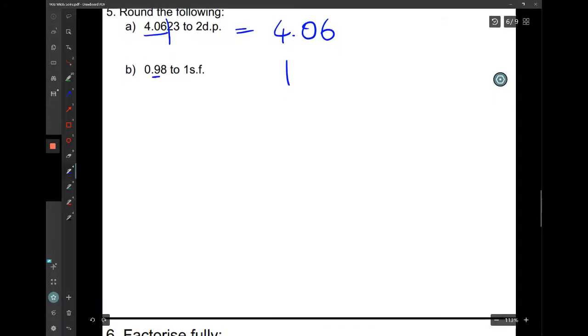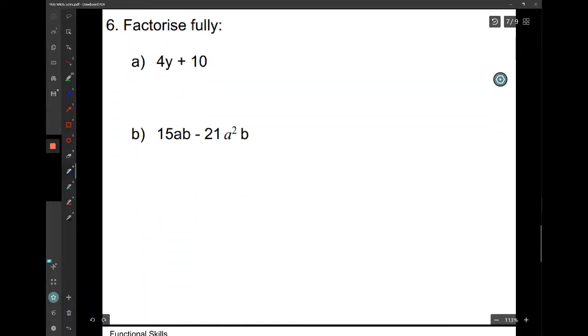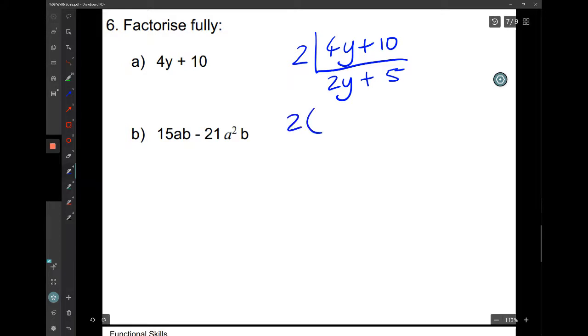Okay, factorize fully, so you're going to write 4y plus 10. You can see we can take out a factor of 2 to get 2y plus 5, and then there's no more factors, so it's going to be 2 brackets 2y plus 5.